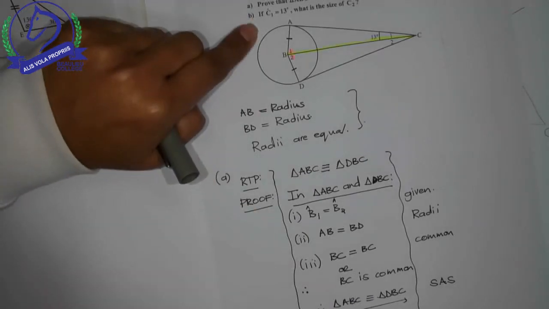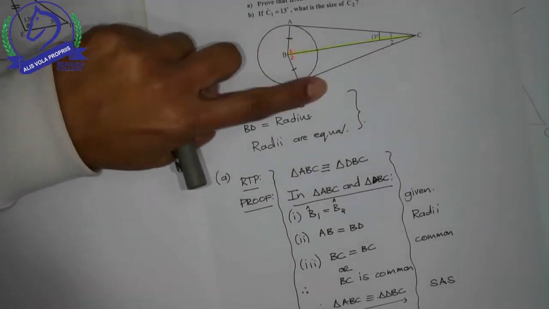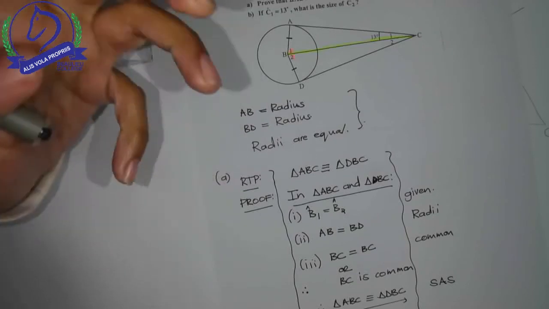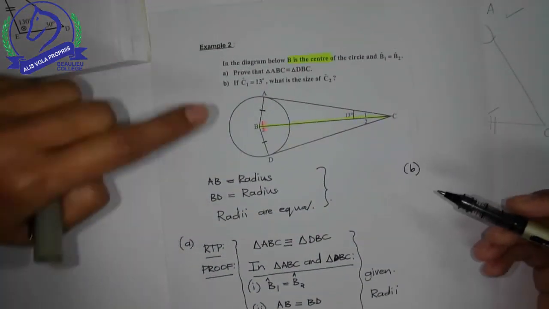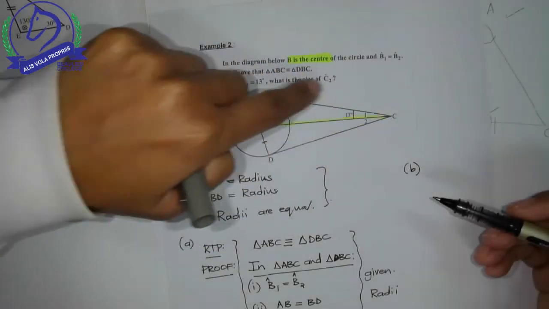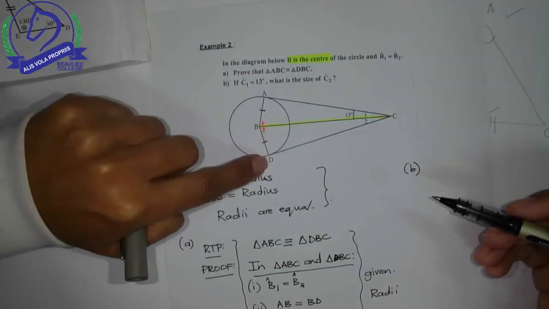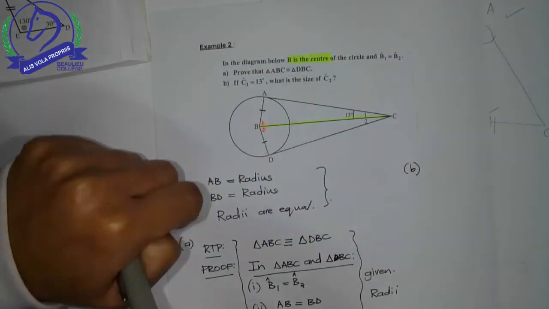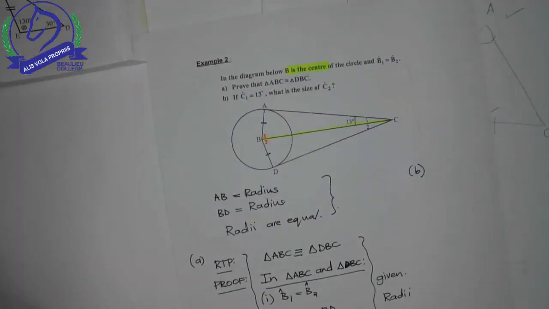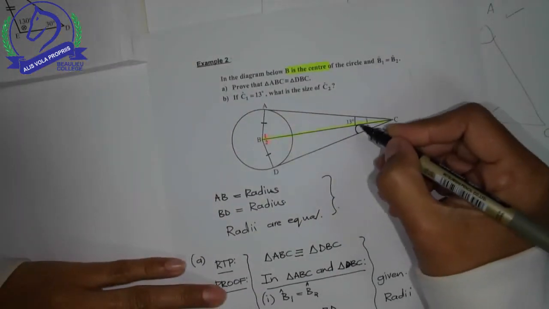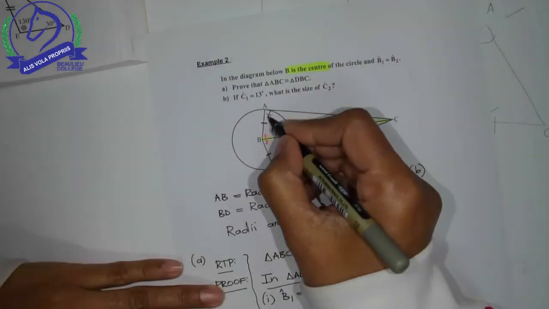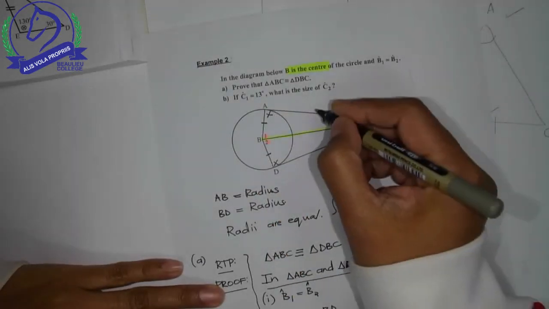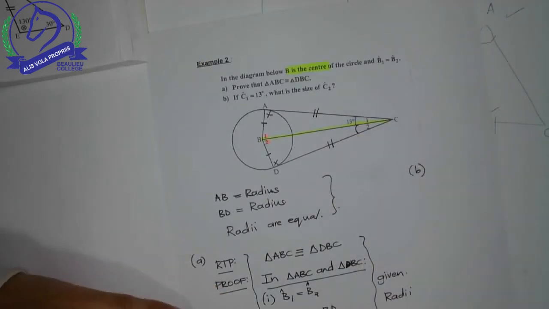Next question. If C1 is equal to 13, what will the size of C2 be? So let's do it over here. Remember, by proving triangle ABC is congruent to triangle DBC, we have now proved the remaining sides and angles equal. So this angle will be equal to that angle, and this angle will now be equal to that angle, and this side will therefore be equal to that side.